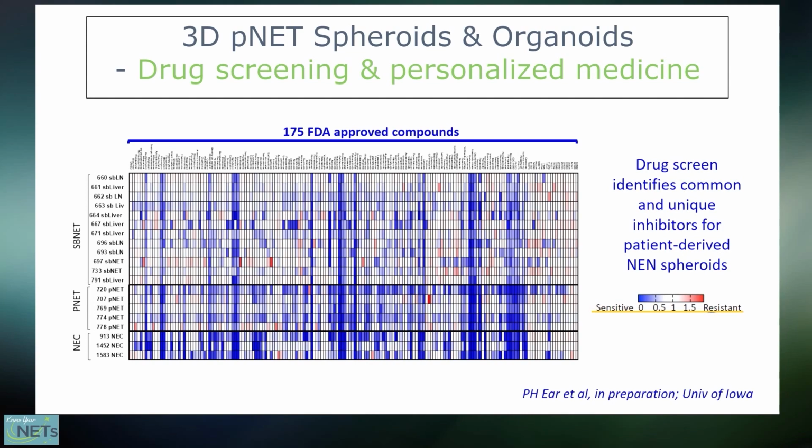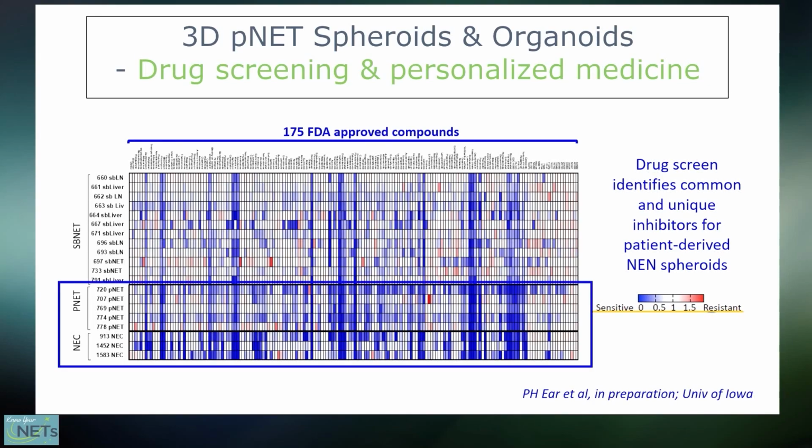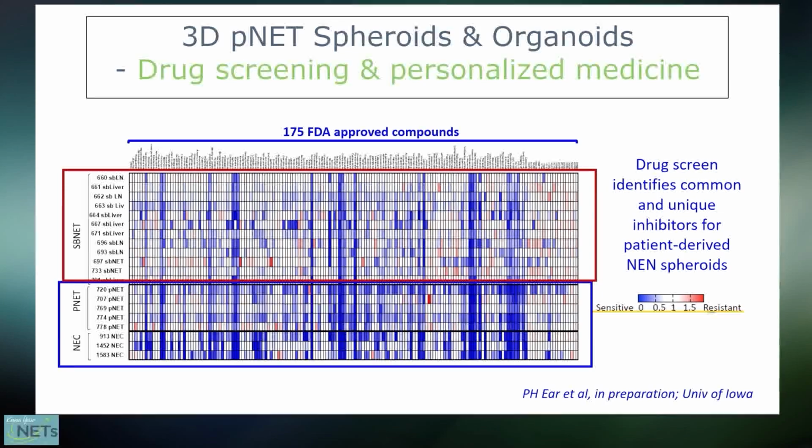So on the left-hand side, each row is a culture from a different patient. And we have small bowel neuroendocrine tumor patients, pancreatic neuroendocrine tumor, and neuroendocrine carcinoma. And you can see a lot more blue in this heat map for pancreatic neuroendocrine tumors and NECs. And that's indicative of tumors that are responding really well to drugs. Now, by comparison, when you look at small bowel neuroendocrine tumors, you see a lot more white and red. And that indicates that these cultures are a lot more resistant to treatment with all of these different drugs that are shown up at the top that I know you can't read the names of. But basically, each column is a different drug.